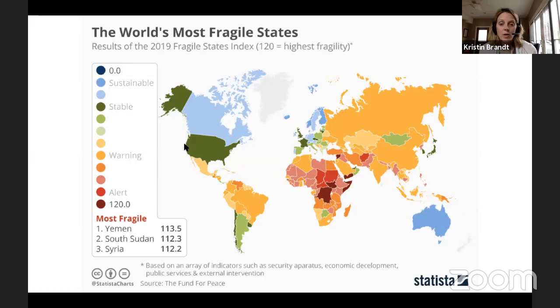They talk about indicators such as economic development, services, and intervention. When you talk about Syria, South Sudan, and Yemen, these are areas in conflict. So let's dig a little more in depth into the national scale. This is your global scale, looking at trends, and we definitely see MDCs versus LDCs.